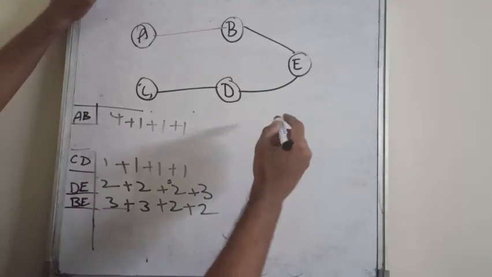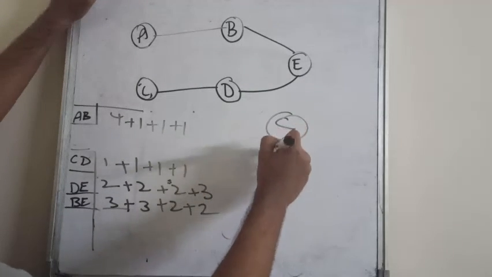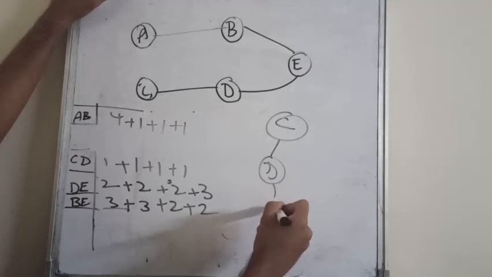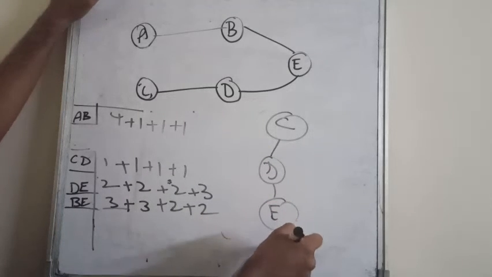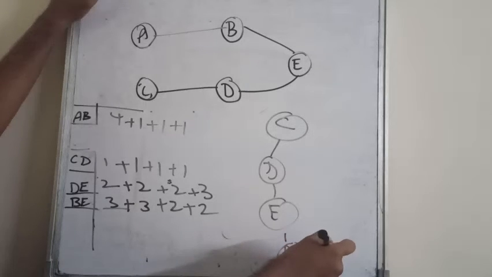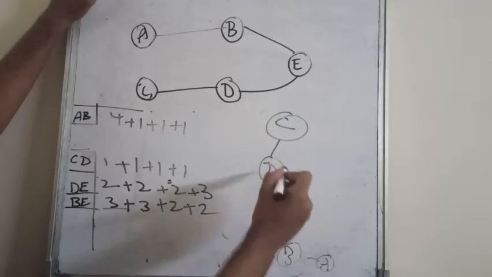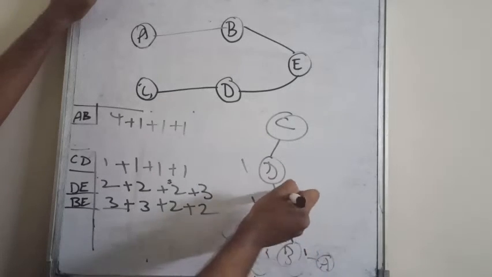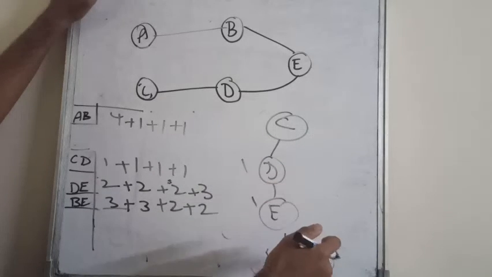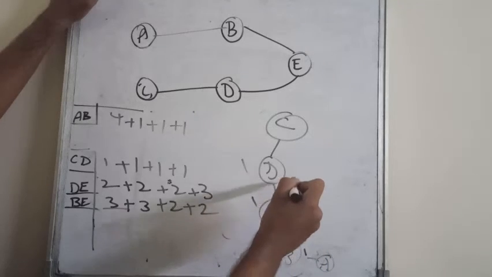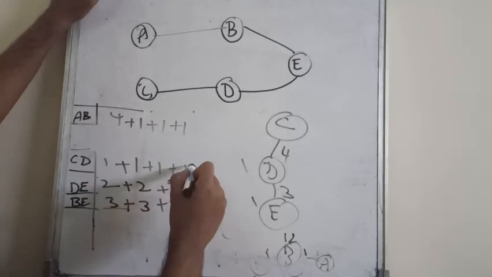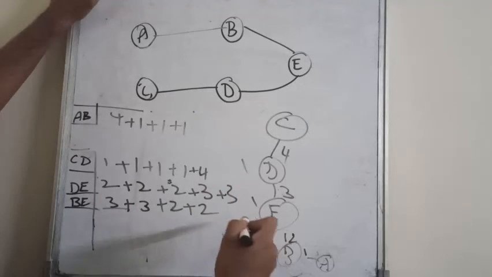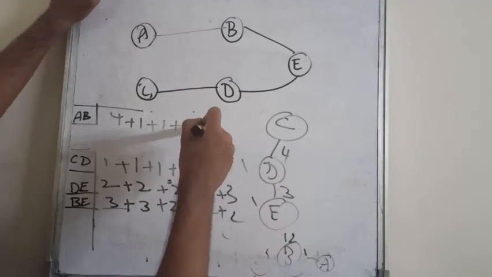Now the last node, that is C. C is just like node A. It will be all in a straight line. E, B and A. Okay, that will be 1, 1, 1, 1, 1, 1, 1, sorry, 1, 1 plus 1 2, 2 plus 1 3, 3 plus 1 4. So CD is 4, DE is 3, BE is 2, and AB is 1.